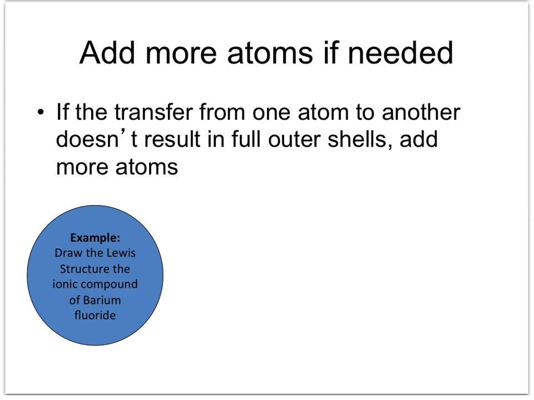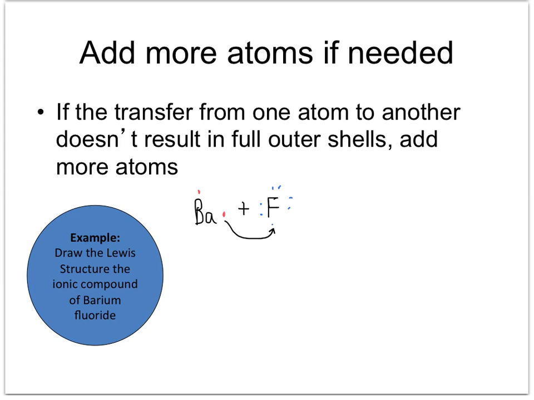Let's try another example. This time we're going to use barium fluoride, and we're going to realize that the transfer from one atom to another doesn't result in full outer shells, so we will need to add more atoms. We're going to start off with barium. Barium's in group 2A, so it's got 2 valence electrons, and we're going to add that to fluorine that has the 7 valence electrons. And we know that barium wants to lose 2 electrons, so it's going to give up one of its electrons to fluorine.